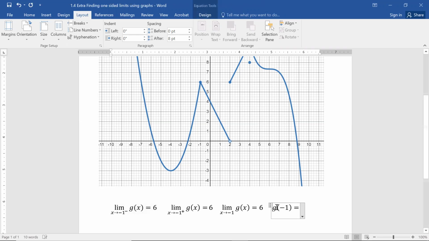The nice thing about this graph is that g of -1 also happens to be 6. Like I said, that tells me something about continuity, which we'll learn about in a subsequent section.